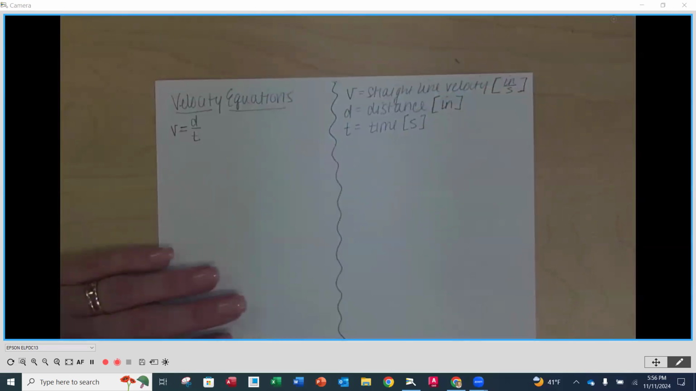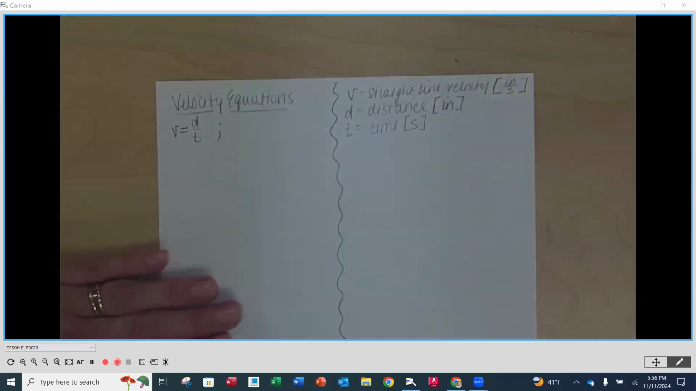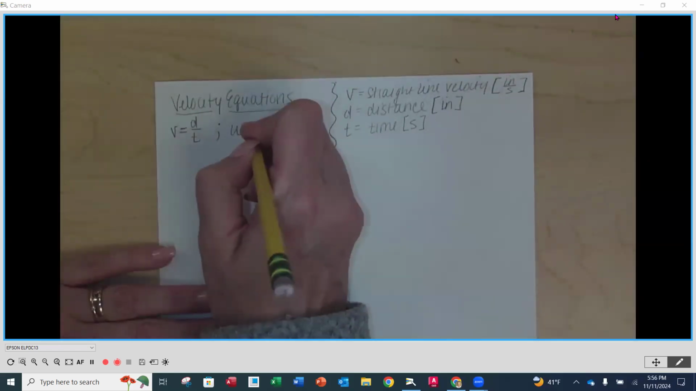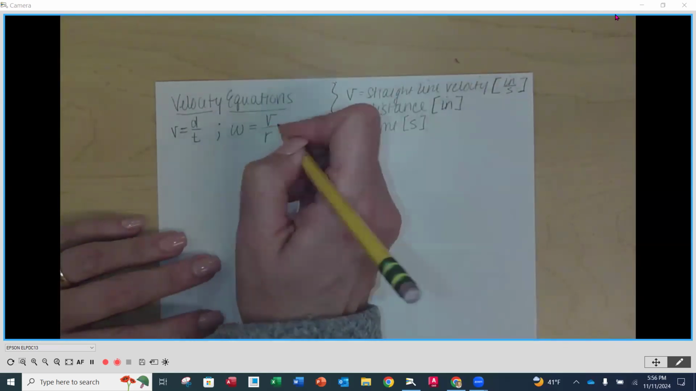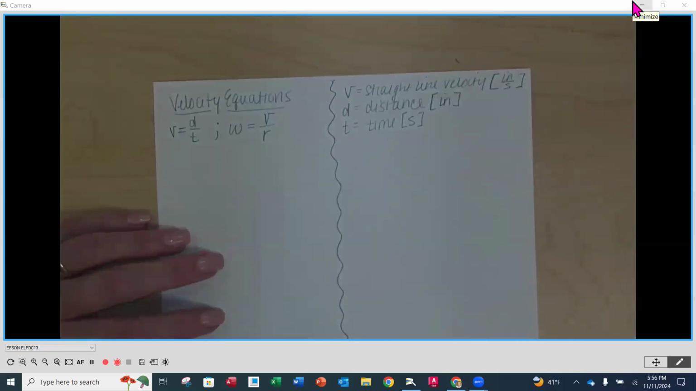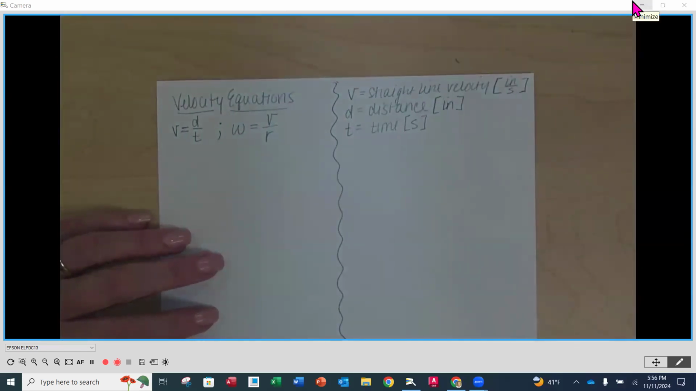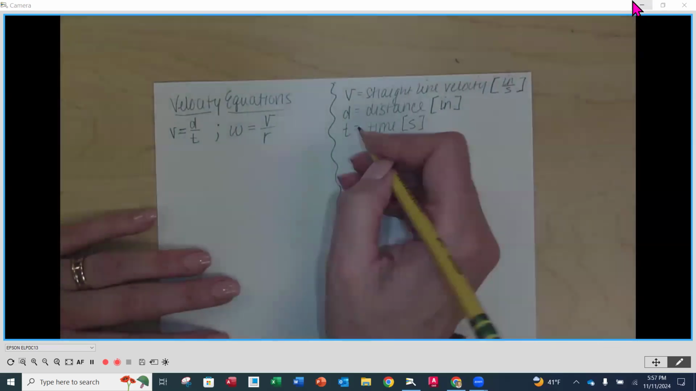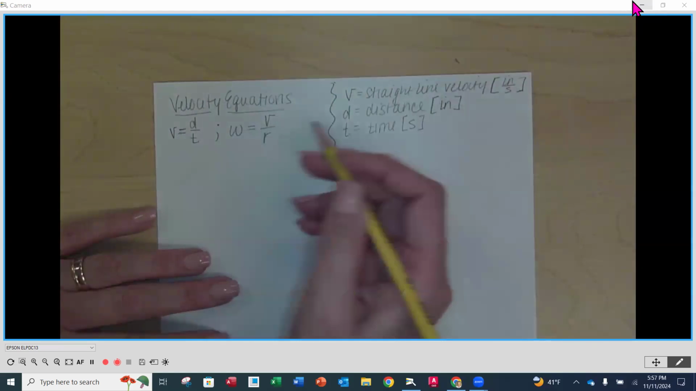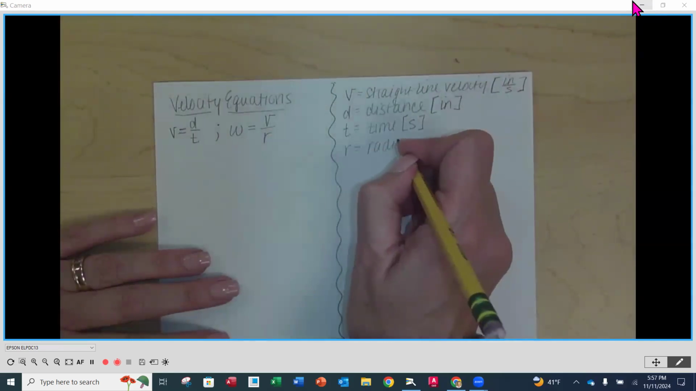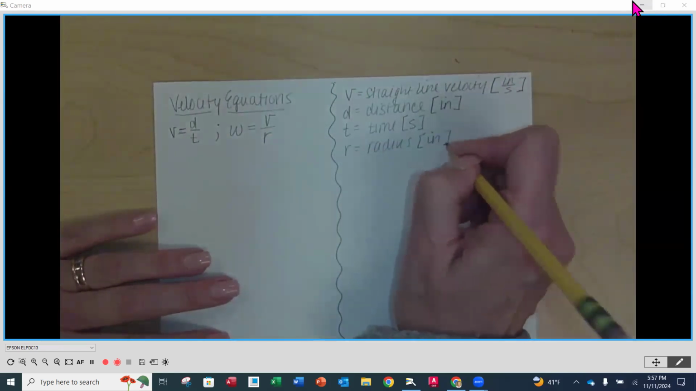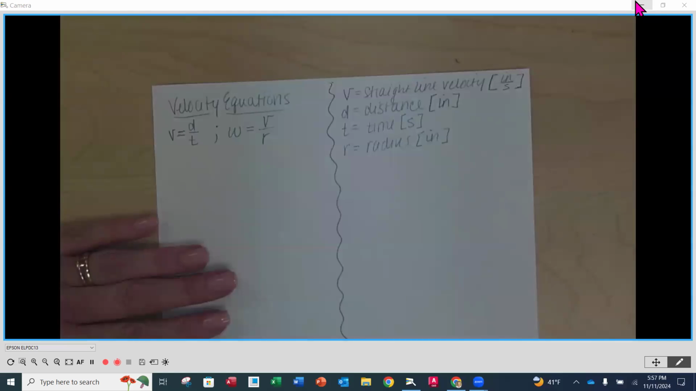Now, another equation that we see for straight line velocity, when we're on a single link that's rotating about a fixed center, is angular velocity. It's going to be equal to straight line velocity over the radius. Or v is equal to wr is another form, right? Just rearranged. So in this case, our straight line velocity is still the same. Our distance is now going to be a radius, but we would still have units of distance for it. Okay, it's just that now it's a radius from a center of rotation to a point that's rotating.